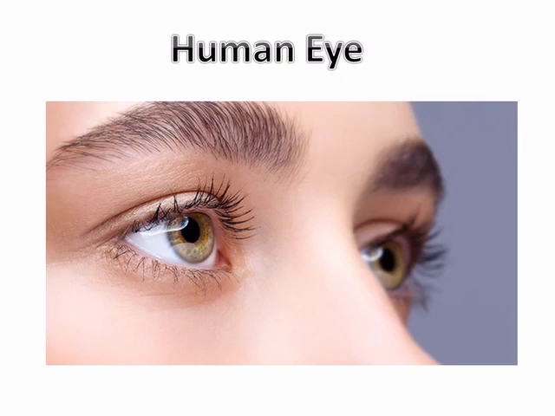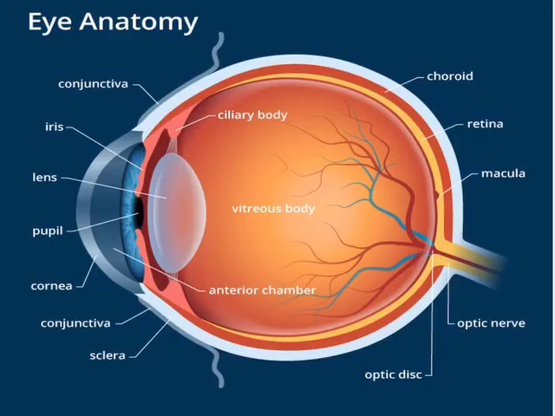Today we are going to see about the human eye. As you can see, this is the picture of the human eye. Conjunctiva, iris, lens, pupil, cornea, sclera, choroid, retina, macula, optic nerve, optic disc.